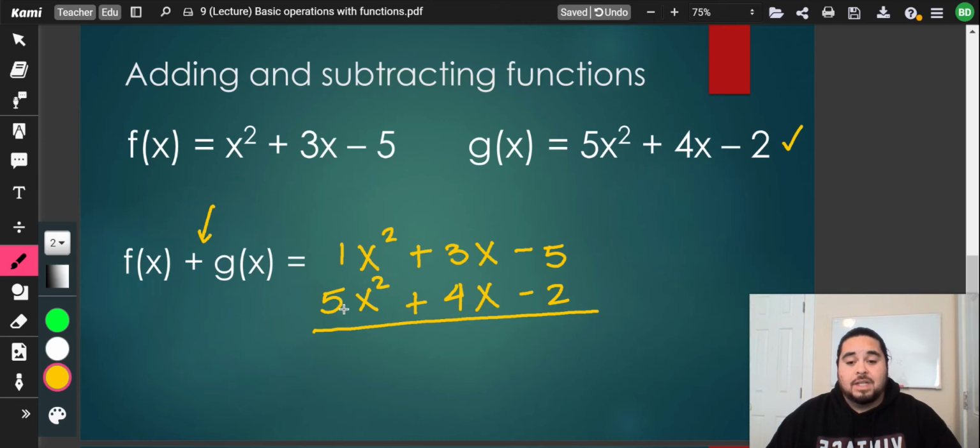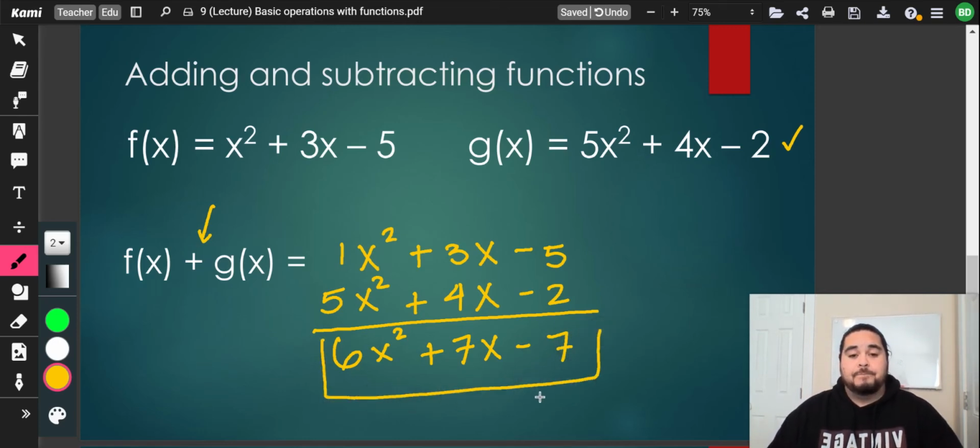So 1 plus 5 is 6. The x squared just tags along. 3 plus 4 is 7. And the x tags along. And then negative 5 and negative 2. Think about this as combining negatives. So I have 5 negatives and then 2 more of them. That's negative 7. And this is going to be my final answer. Okay, so easy peasy so far.